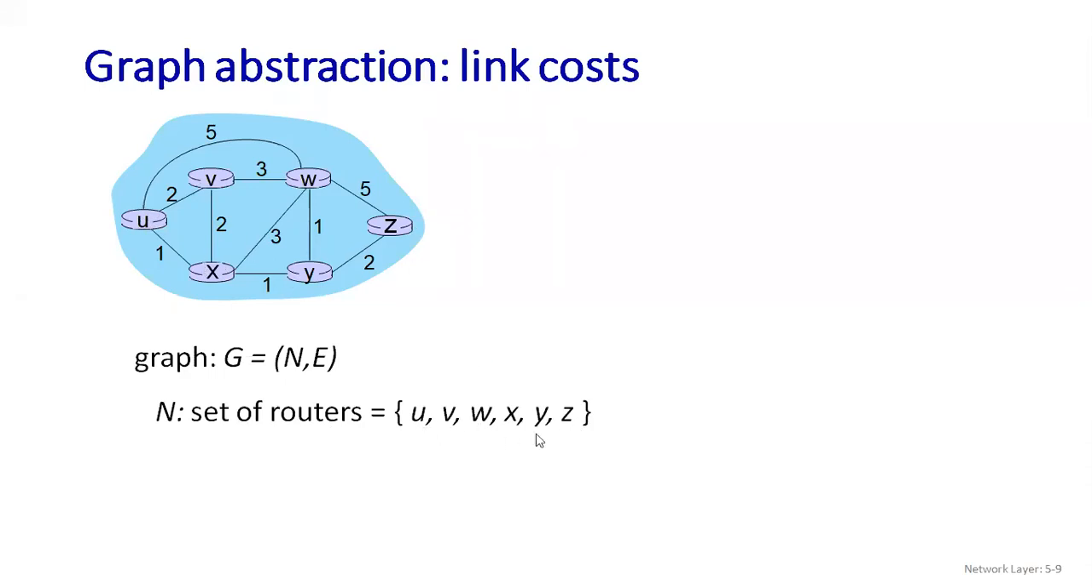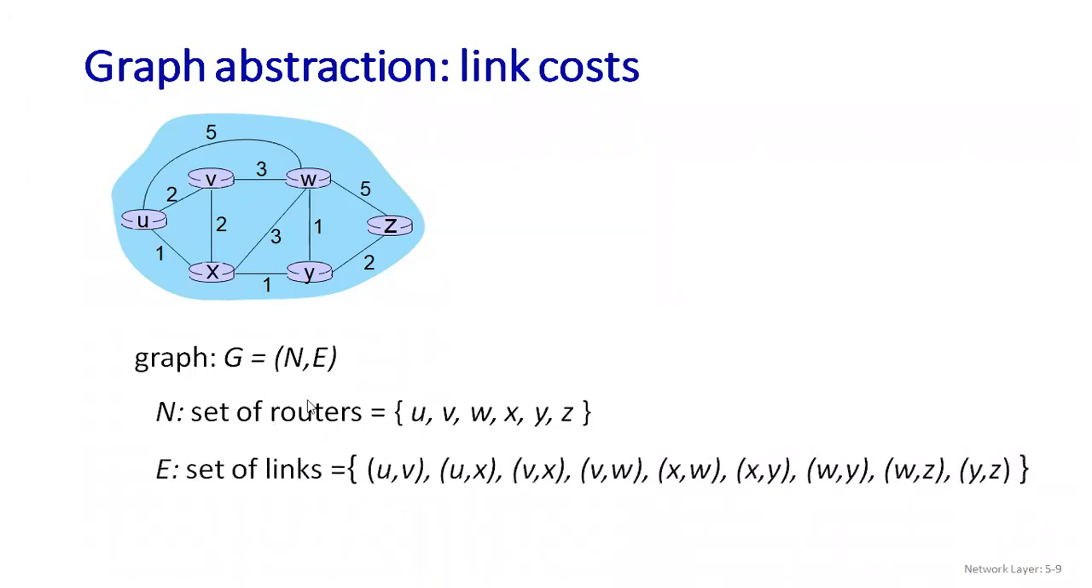So this set of routers is known as your N. Now, what do you mean by E? E will be your set of links. Okay, please note down all these keywords. E will be the set of links. How are you going to find the set of links?